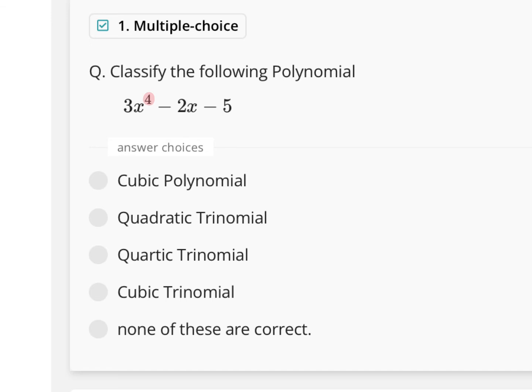And the second name is based on the number of terms, and there are 1, 2, 3 terms, so that should be a quartic trinomial. Quartic trinomial.